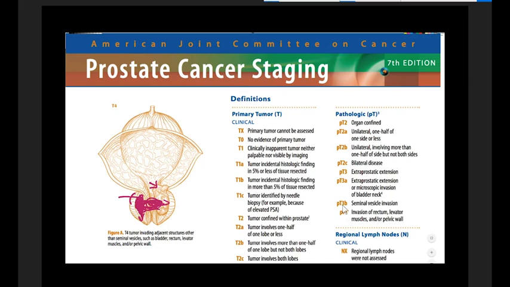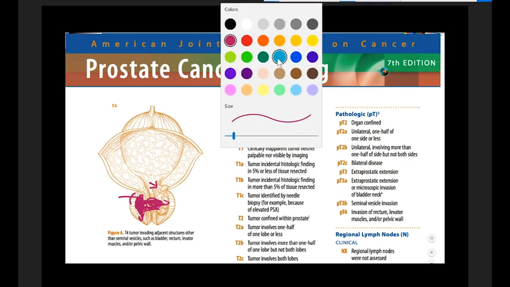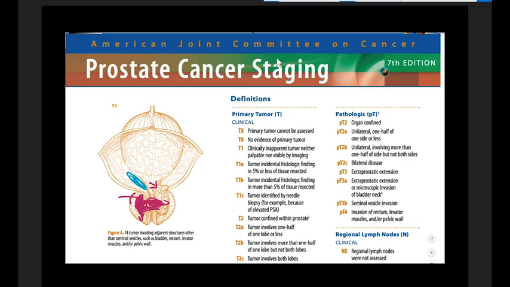Then we have PT3B, seminal vesicle invasion. The seminal vesicles, which we'll draw here in, say, blue, kind of coming off to the side. And MR is excellent, even without DCE or dynamic contrast enhanced MRI, at picking up seminal vesicle invasion. And finally, PT4, invasion of the rectum, levator muscles, and or pelvic side wall.